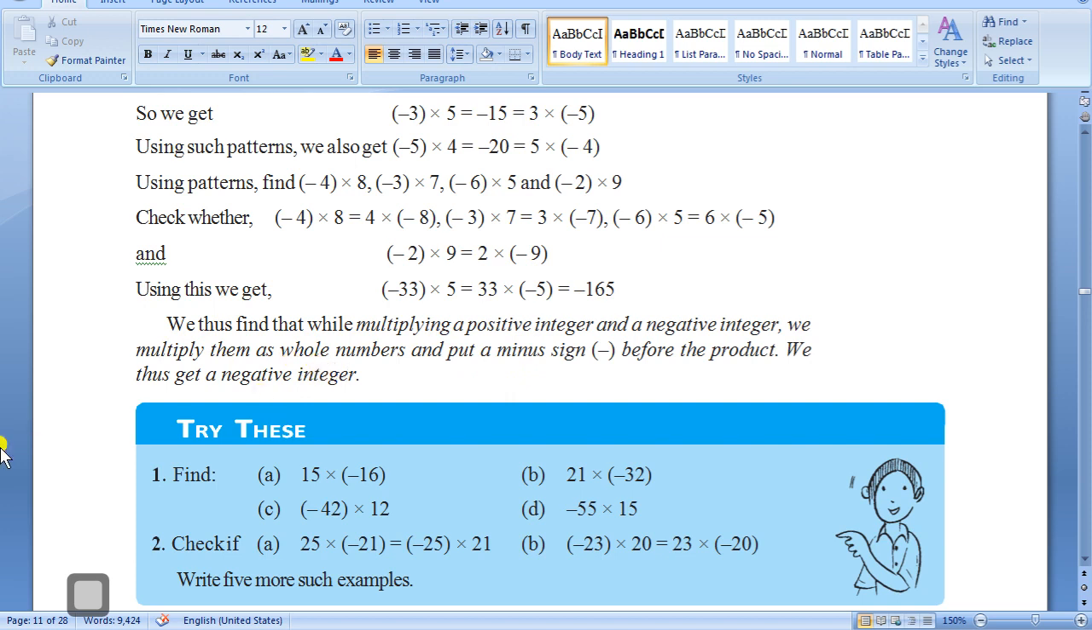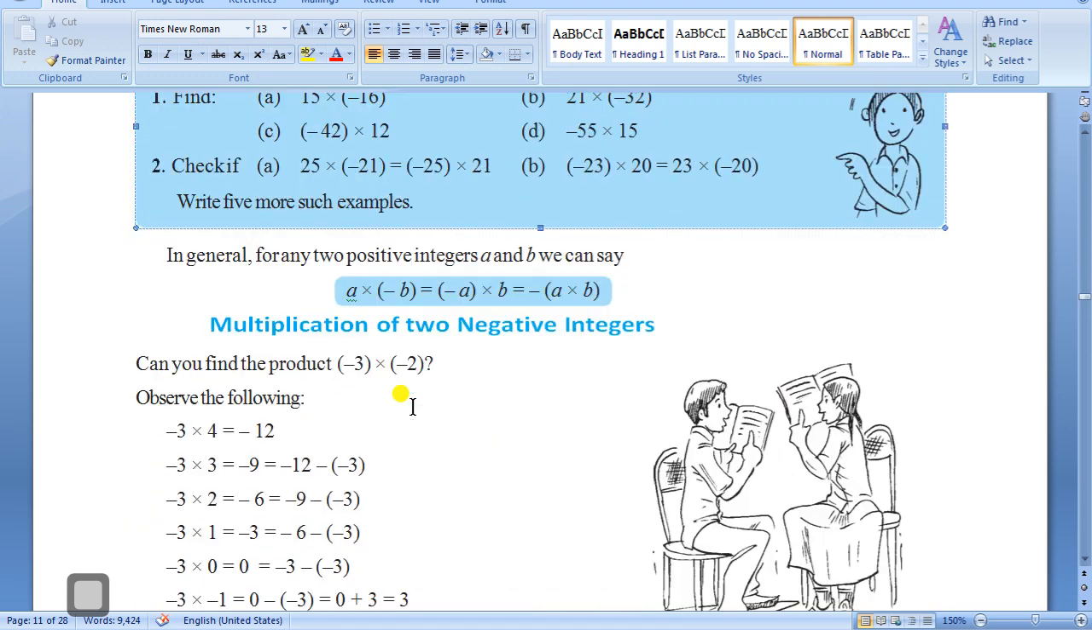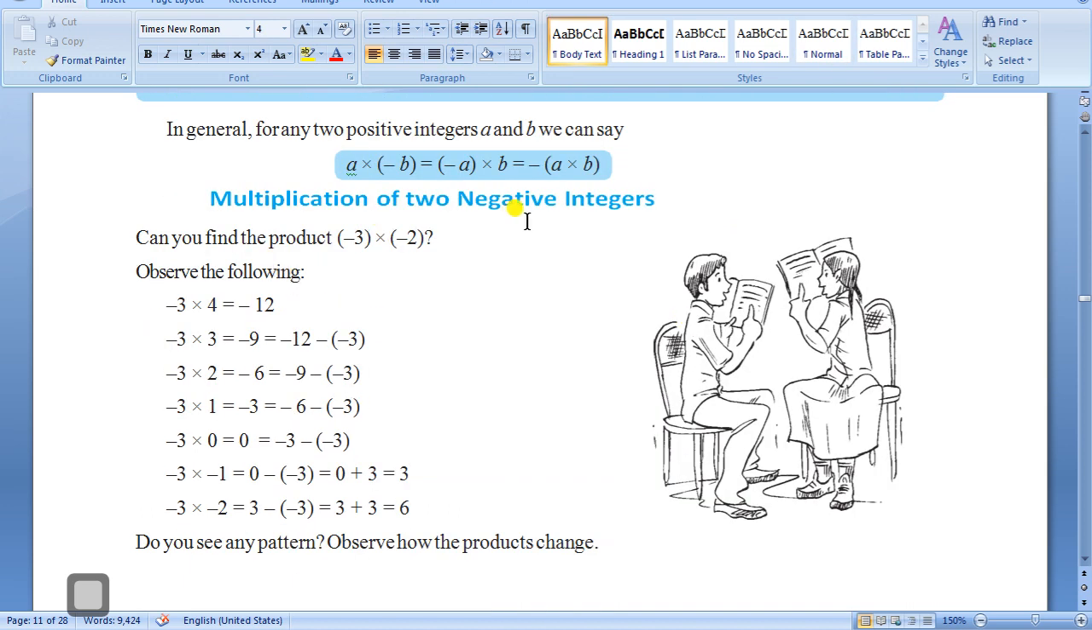We thus find that when multiplying a positive integer and a negative integer, we multiply them as whole numbers and put a minus sign before the product. We thus get a negative integer, right? Now, in general, for any two positive integers a and b, we can say a × (-b) = (-a) × b = -(a × b).